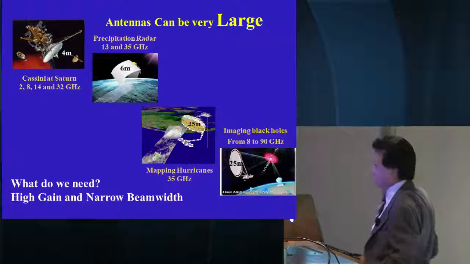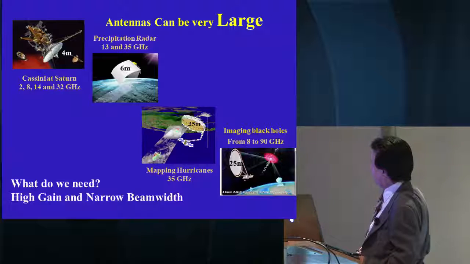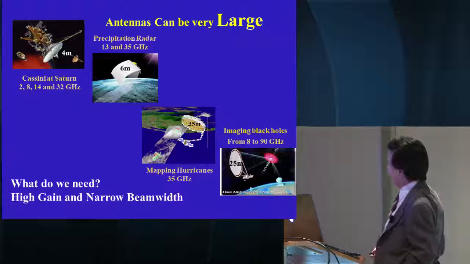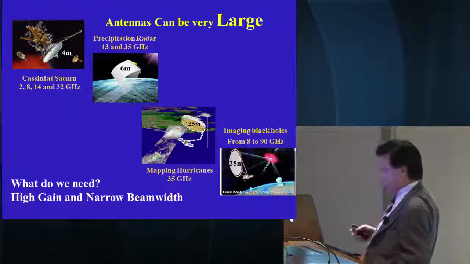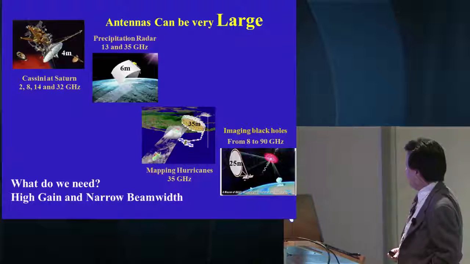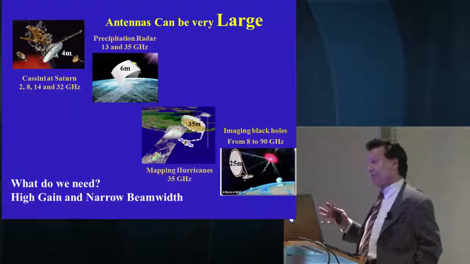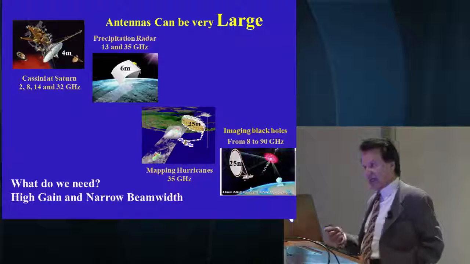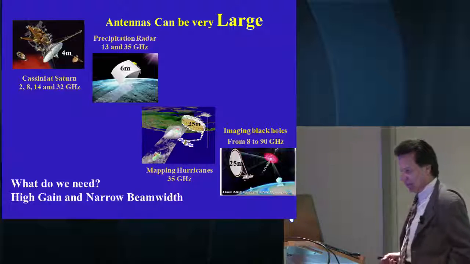There are some future missions for NASA we are looking at: a 6-meter dish for the precipitation radar at 13 and 35 gigahertz, mapping hurricanes. These are some new projects that we are hoping will bring it to the next level. There's a 35-meter dish in space operating at 35 gigahertz. You can imagine how complex it is, and there are some radio astronomy applications.